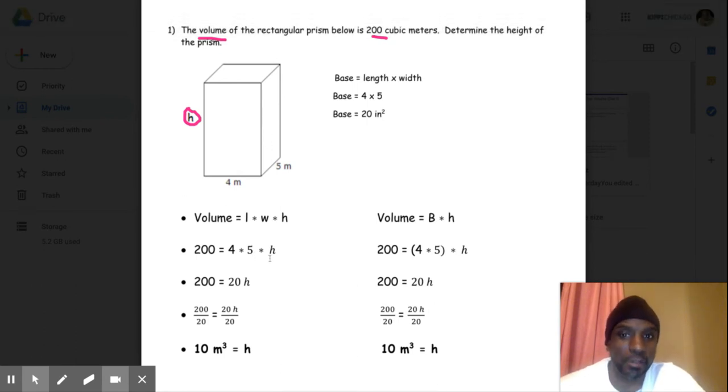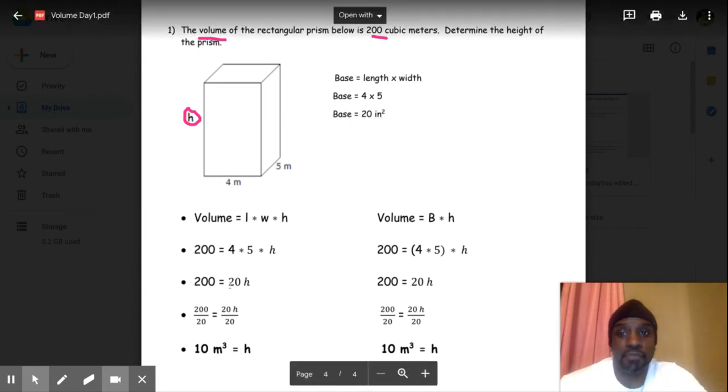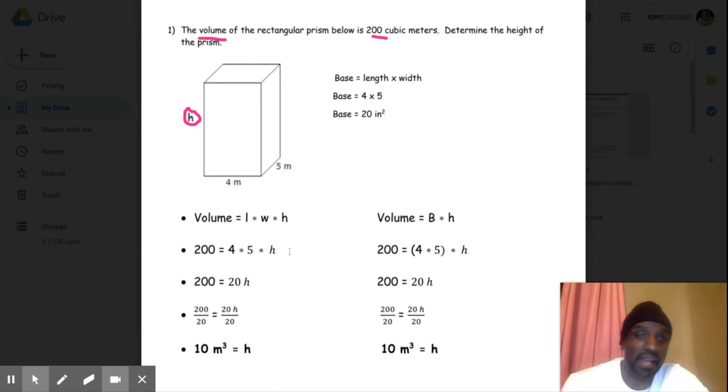The only thing I don't have here is h, which is height. So I put in a variable h for that. So I know 4 times 5 is 20. So now instead of having 4 times 5 times h, I have 20 times h. Remember, when you have a number next to a letter, it still means multiplication. Don't forget that. So this is 20 times h, and we're solving for h. So 200 equals 20 times h.